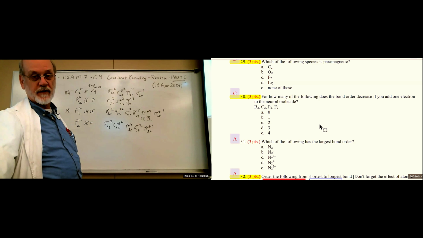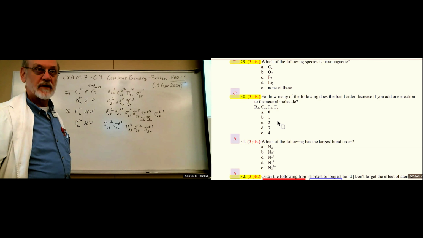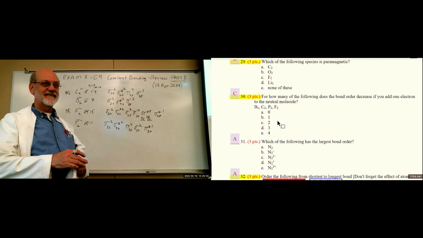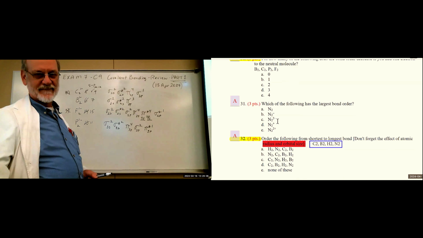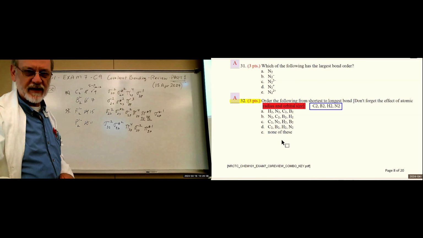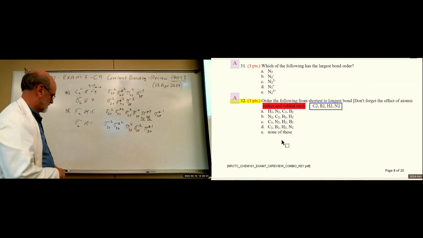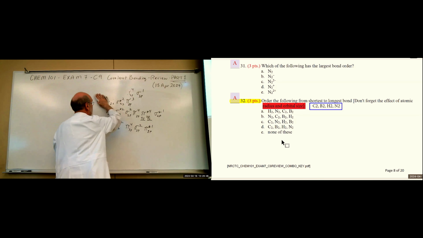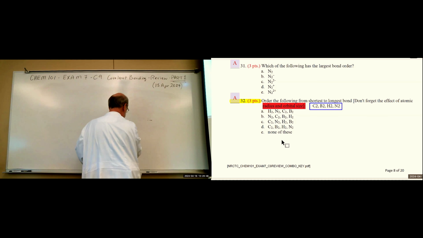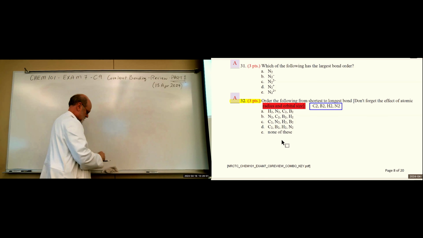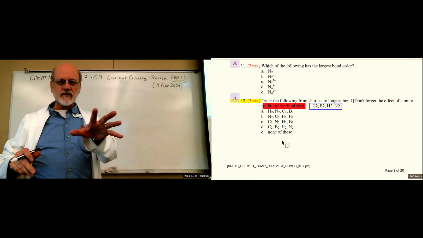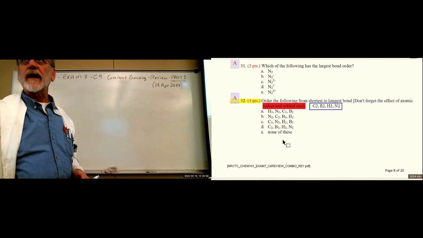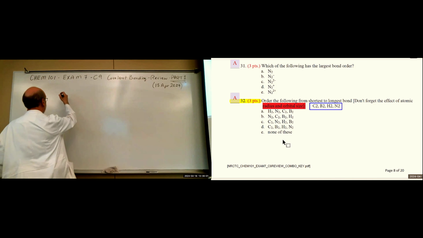So for how many of the following does the bond order decrease? 2. 2 of them. This one and this one. Okay. And then here's the last one I had marked. This is halfway. So if we want to do the other half on Tuesday, then we'll do this one and stop. Yeah, that'll be a good place. Okay. 32.